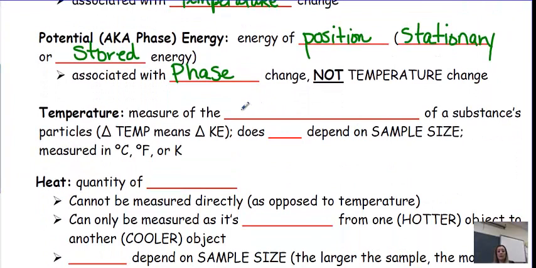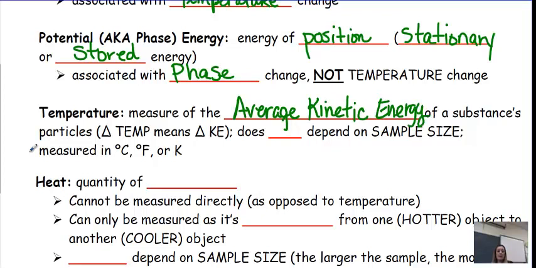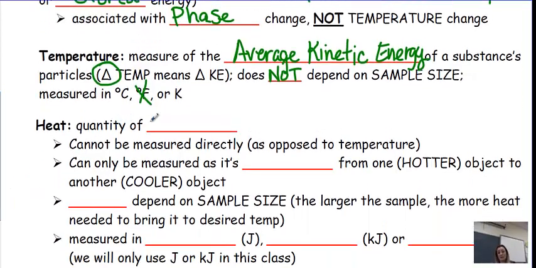So temperature is the measure of the average kinetic energy of a substance's particles. So a change in temperature, in this symbol, which is called delta, means change. So a change in temperature means a change in kinetic energy. It does not depend on sample size. So in other words, this is going to be a set amount, okay? It's going to be measured in degrees Celsius, degrees Fahrenheit, or Kelvin. We do not use degrees Fahrenheit in chemistry, but we can convert to Celsius and Kelvin and so on.